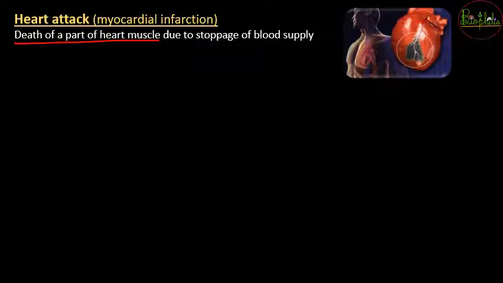Heart muscle का एक part अगर dead हो जाता है because of stoppage of blood supply, अगर blood supply नहीं होती है, that is oxygen is not reaching that part of the heart, and because of that no oxygen condition, that heart muscle is going to die. So when that heart muscle dies, the person suffers from heart attack. So as you can see in the photograph, the black colored portion is the dead part of the heart muscle, and that is nothing but heart attack.